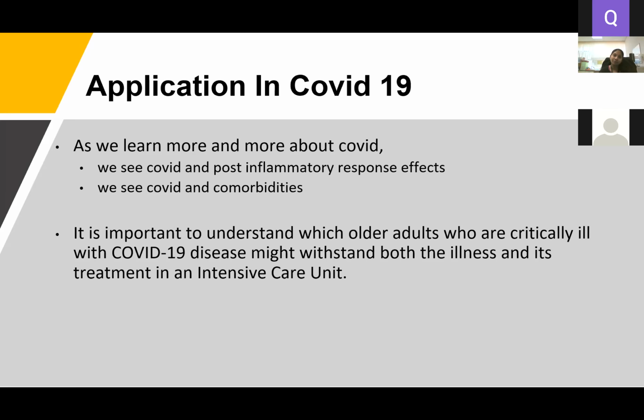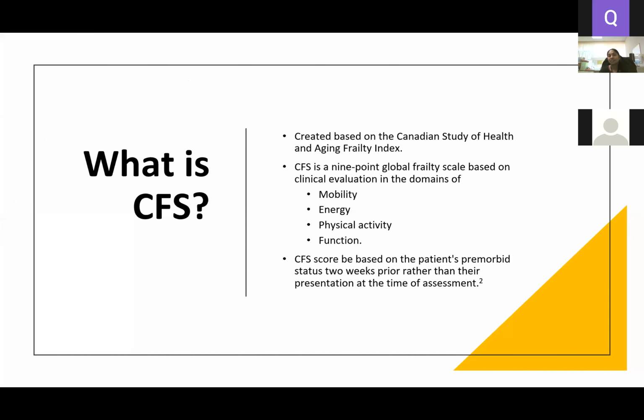So what is CFS? It's a 9-point global frailty scale that looks into mobility, energy, physical activity, and function. Okay, but understand that this CFS score is based on the person's condition 2 weeks prior to the presentation, not on the day of presentation, not when you're looking at them at that moment, right? It's 2 weeks before their presentation.